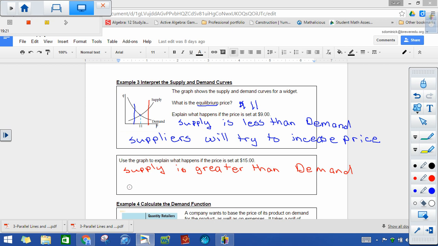Like when something goes on sale. Suppliers, the people making these things, or selling them, will lower the price. Everything will go on sale, hoping to sell more. They don't want to keep things that they've put money into and not make anything. Okay?